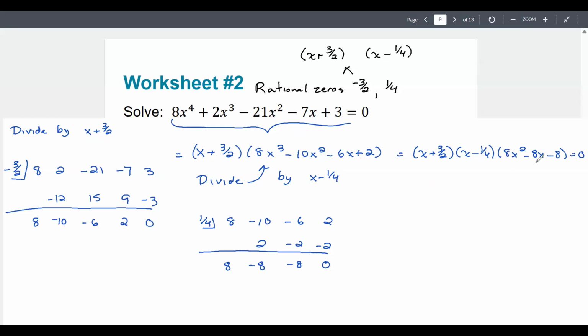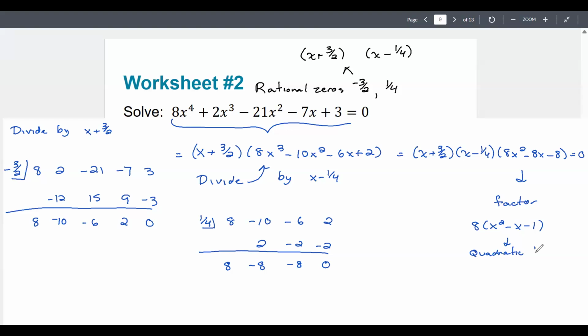So we want to factor this, so everything's got an 8, so we can pull out the 8, and we're left with x squared minus x minus 1. So we're just trying to find the zeros, right? We're not trying to factor it completely. We're going to use the quadratic formula.